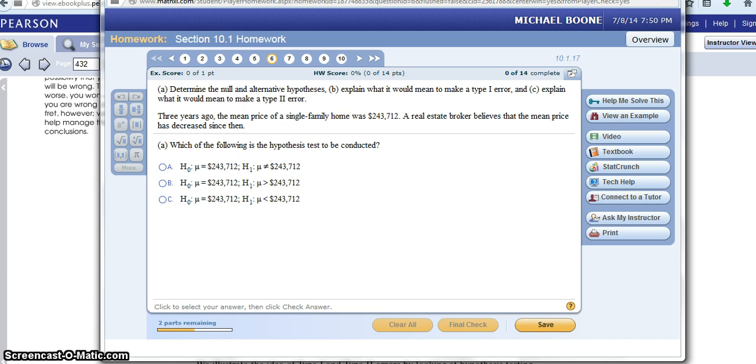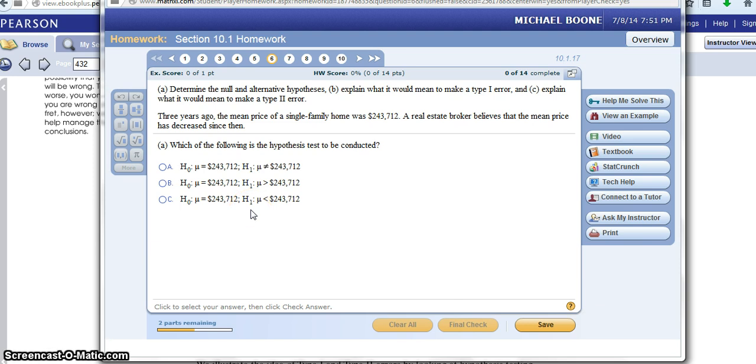So 3 years ago the mean price of a single family home was $243,712, and a real estate broker believes that the mean price has decreased since then due to the housing market or whatever, but that's what they think has happened, that it's decreased. So our null hypothesis is we're going with what it was 3 years ago, that the mean is 243,712. The alternative hypothesis is what we're trying to say.